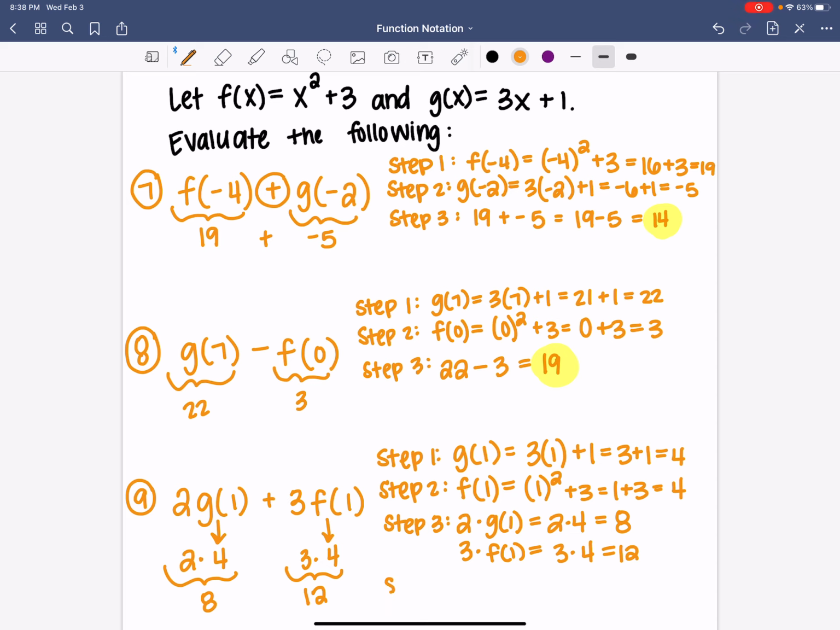And now our step 4 is to add those together. So 8 plus 12 gives us 20. And that's our final output for this problem.